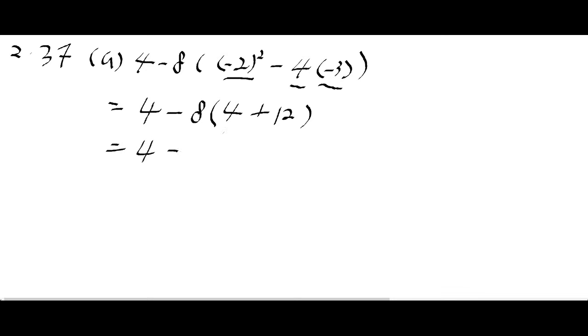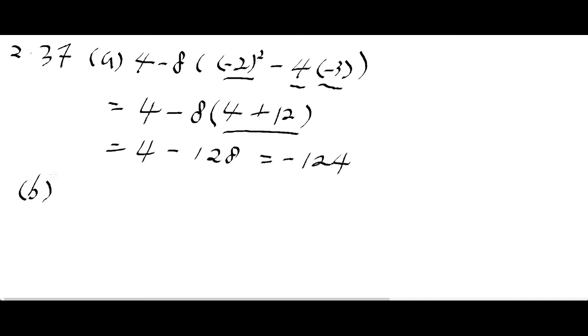4 minus 4 plus 12 is 16. 16 times 8 is 128. You can also understand this as 2 to the 7th power: 2 to the 6th power is 64, so this one is 128. So the answer is negative 124. Good. Keep going to the next one.